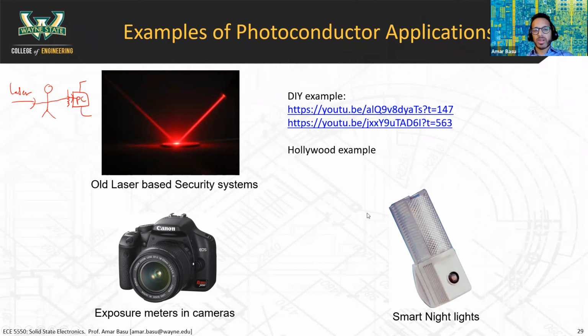We'll get into diffusion next time in class. Today we talked about steady state and transient behavior of optically induced carriers.